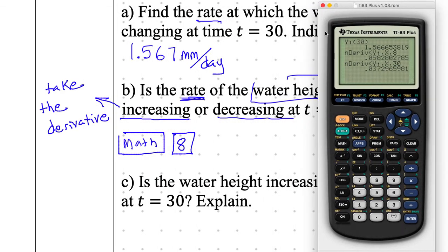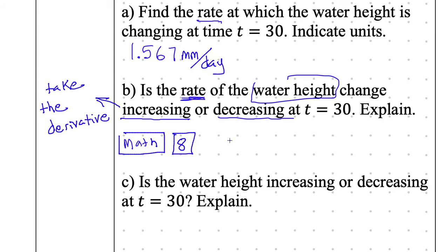I don't care what that number is. I care about its sign. Is it positive? Is it negative? Positive. So for our notes, we can say that 0.037 is greater than 0, aka it's positive. Because it's positive, we know that it is therefore increasing.